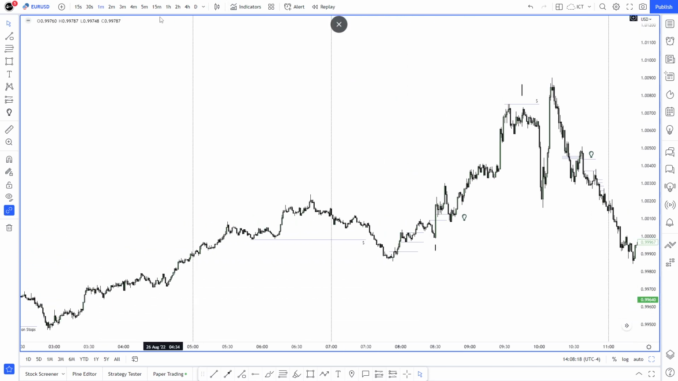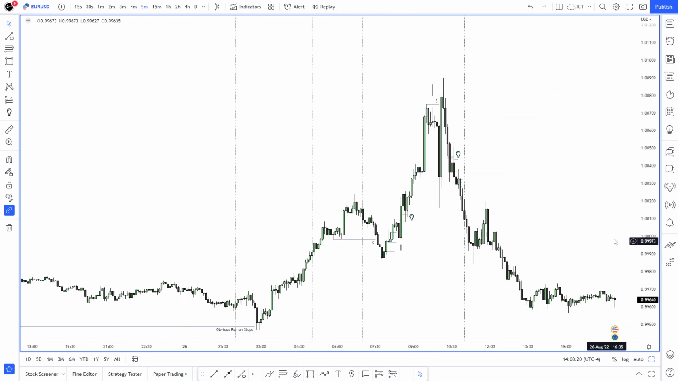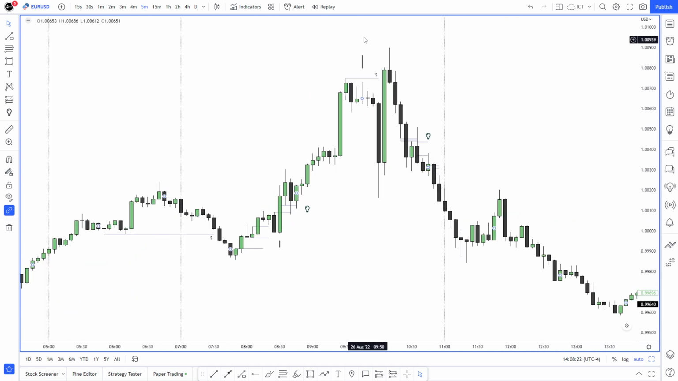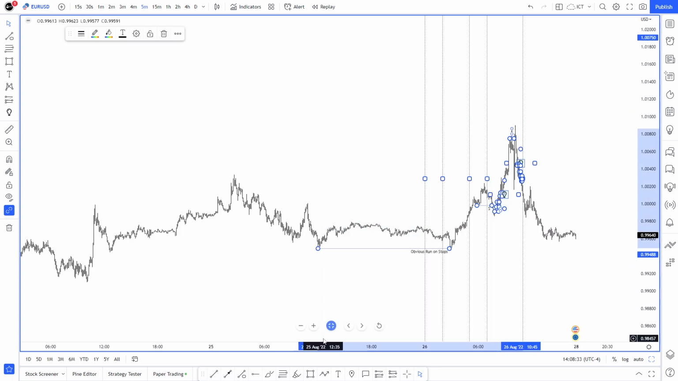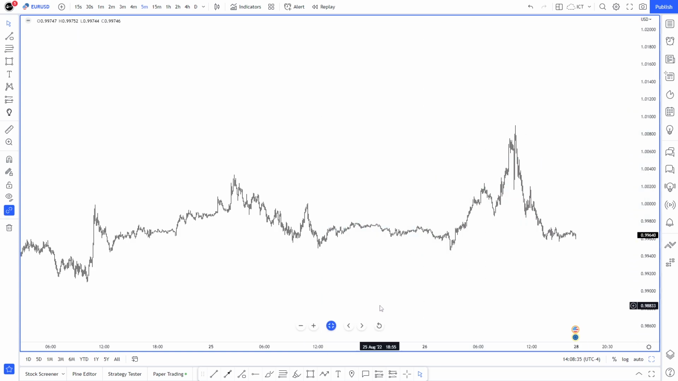So Friday was complicated. We did get the things we look for. We do have the run on stops. We do have the market shift and displacement and the fair value gap and the lower time frame entry. Overall, we do have everything to trade from this day. But being a day filled with news, this is just a day that I would have recommended completely avoiding and not trading at all.